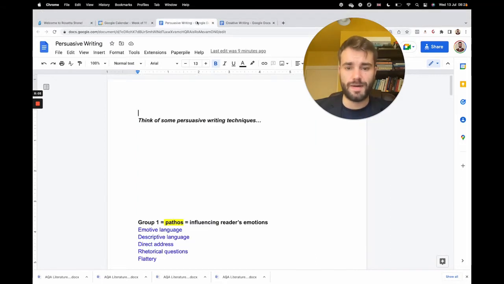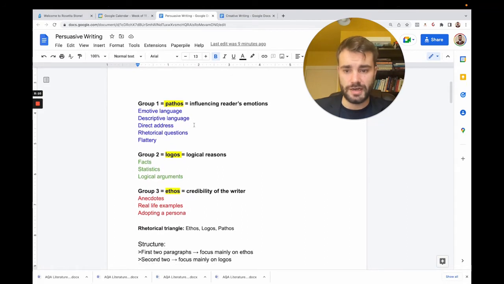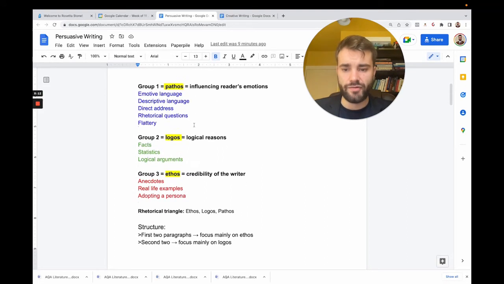Okay, let's talk about persuasive writing. This is what you do at the end of language paper 2. Now, there are many persuasive writing techniques or rhetorical techniques. Rhetorical means persuasive, and they're grouped into 3 categories.